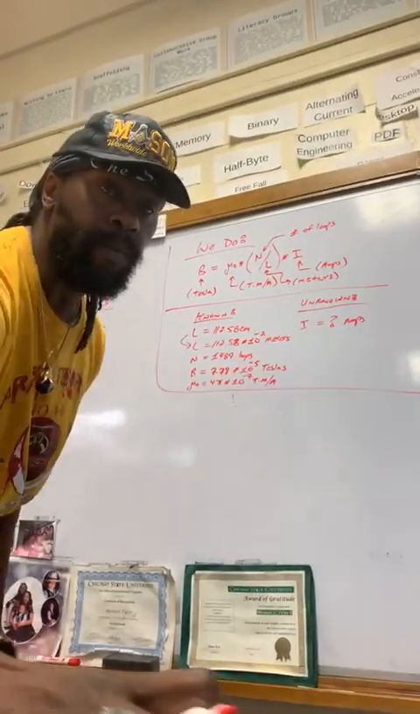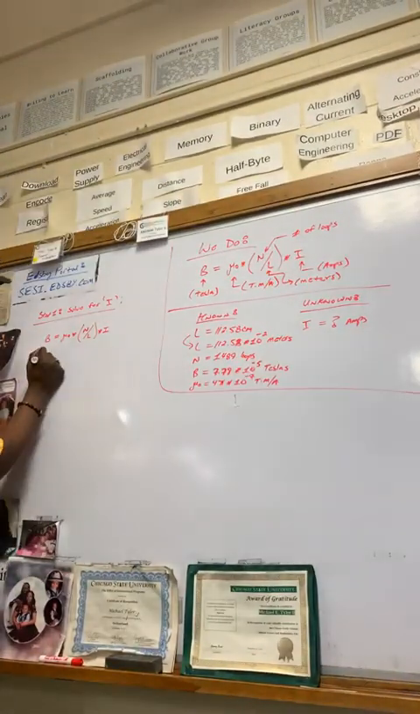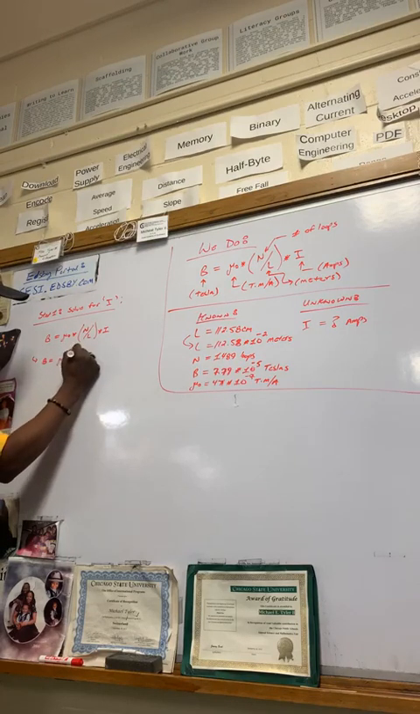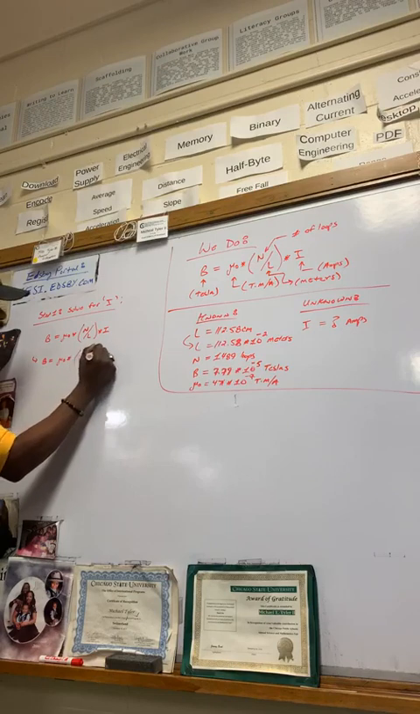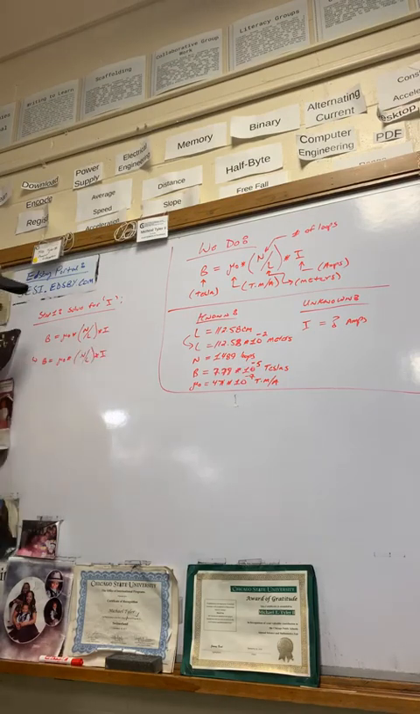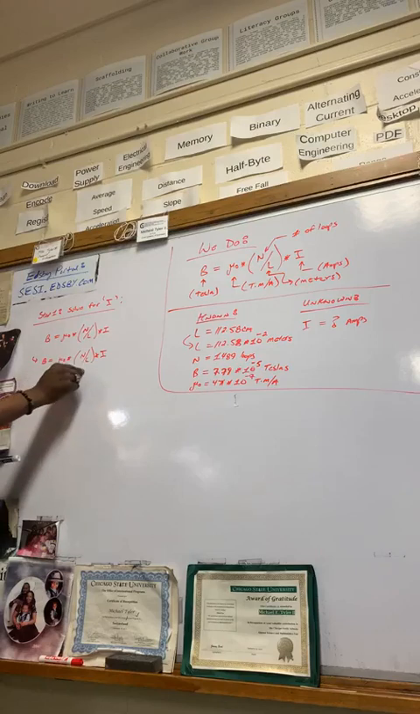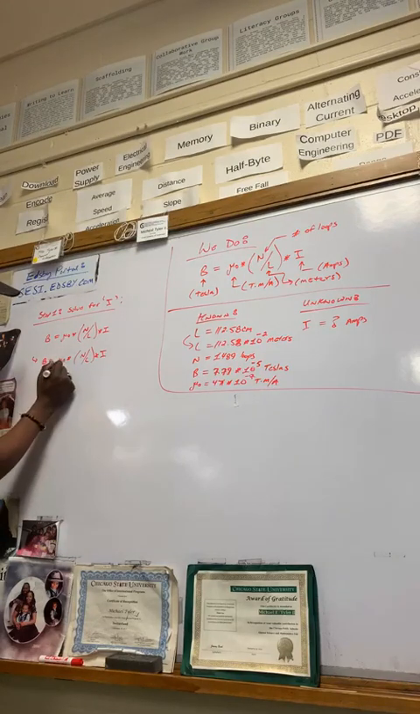And then what else do we want to do? Let's take it slowly. We're going to write this again. B is equal to mu naught times N over L times I. And again, do not freak out. You got to get I by itself. So just take it slowly. First things first, I'm going to go ahead and isolate I by dividing mu naught out on both sides.